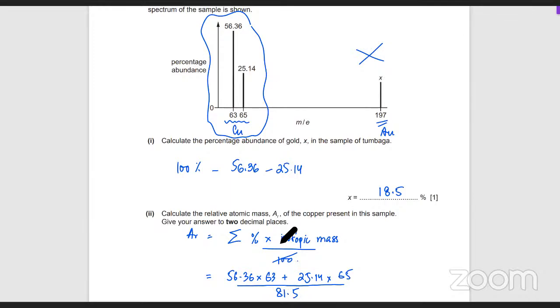So usually it is divided by 100%, but since the sample is contaminated, not all the 100% is actually copper. Copper जो है ना वो सिर्फ 81.5% है sample का. So you're going to divide it by the total in this case, which is 81.5. So what do we get for this? 63.6. Also, 2 decimal places का हुआ है in the question. So we get 63.61. ठीक है.